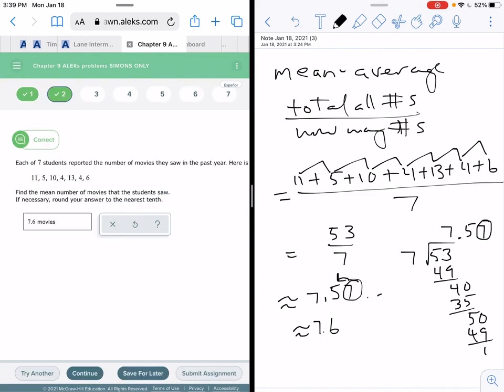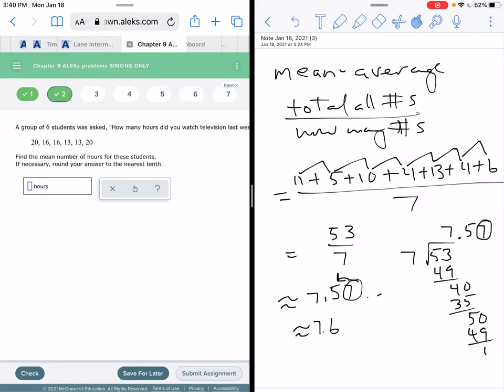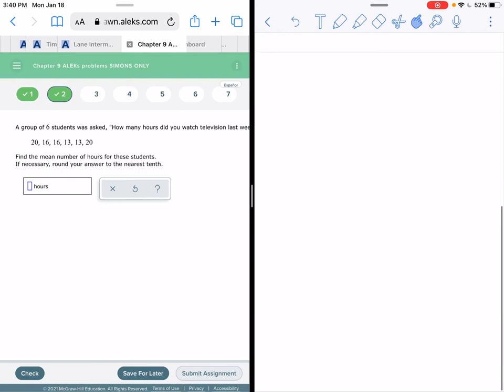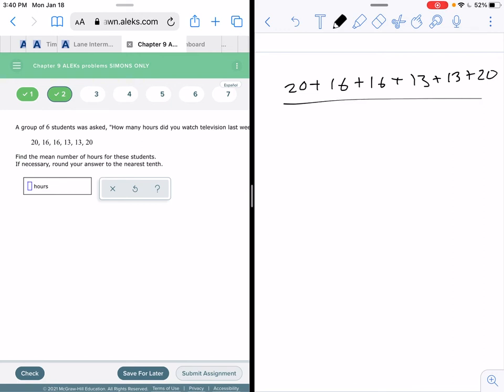So let's just do one more to make sure we're completely understanding this. Okay, so I'm going to take this and move this down a little bit. All right, now we've got 6 students, and how many hours did you watch television last week? So we've got a lot of television watching going on here. What we're going to do is add up all these numbers: 20 plus 16 plus 16 plus 13 plus 13 plus 20. And then it's 6 students, so we're going to divide by 6. You always divide by your sample size, by how many you're adding together.